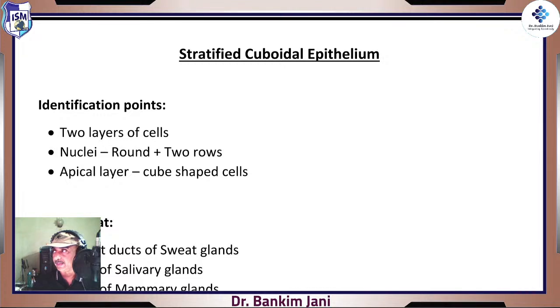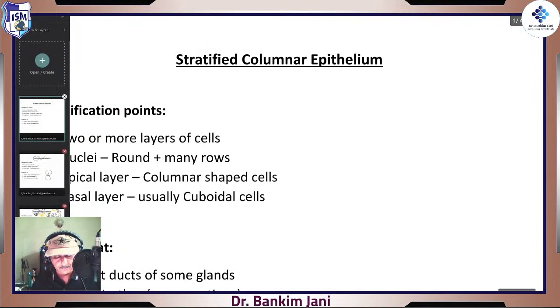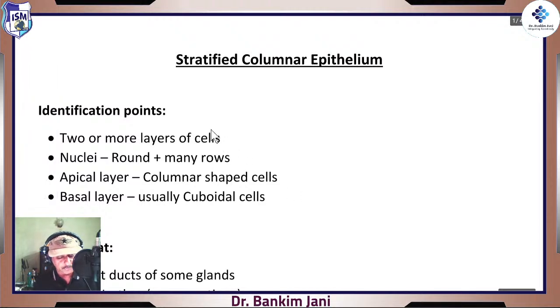Quickly, we are now going to stratified columnar. Here it is, stratified columnar. Now you are experts in picking up those keywords, right? So: two or more layers of cells, nuclei round, plus many rows, apical layer columnar shaped cells. That's what is needed. Apical layer, columnar shaped cells. Yes, that's the rule which we made, right?